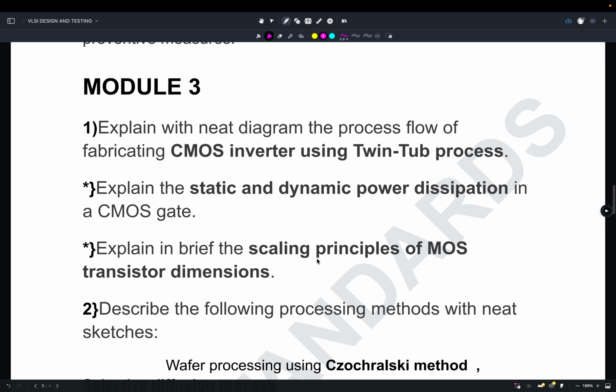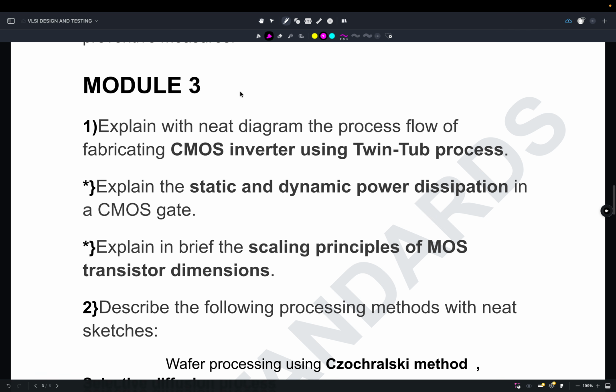So let's go into module 3. Explain with a neat diagram the process flow of fabricating a CMOS inverter using the twin tub process. Twin tub is a very important question. Explain the static and dynamic power dissipation in the CMOS gate. It is also very important. Explain the scaling principles of MOS transistor dimensions. In these three questions, one question is going to come in the exam, so it's a fixed question. I cannot tell which one now because we are going to explain that in the videos.